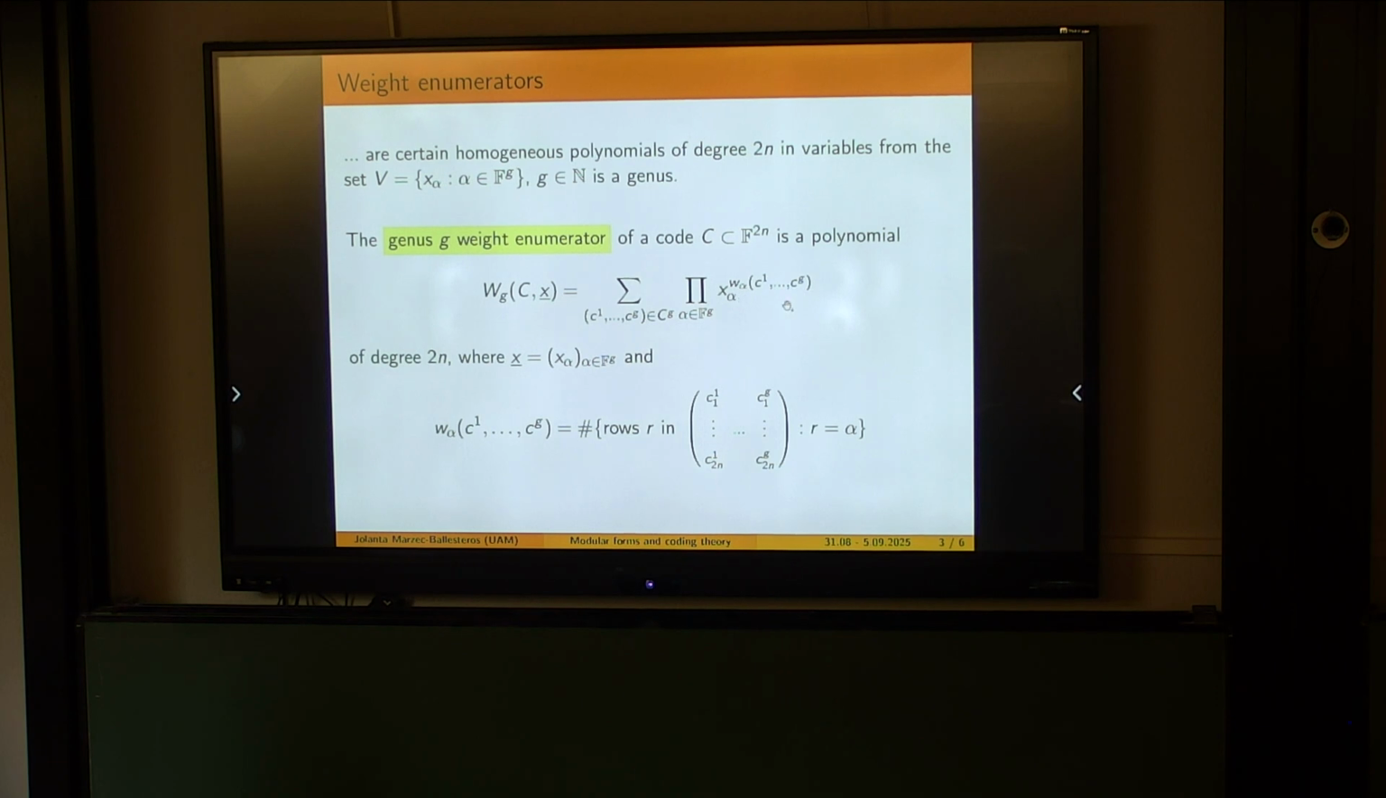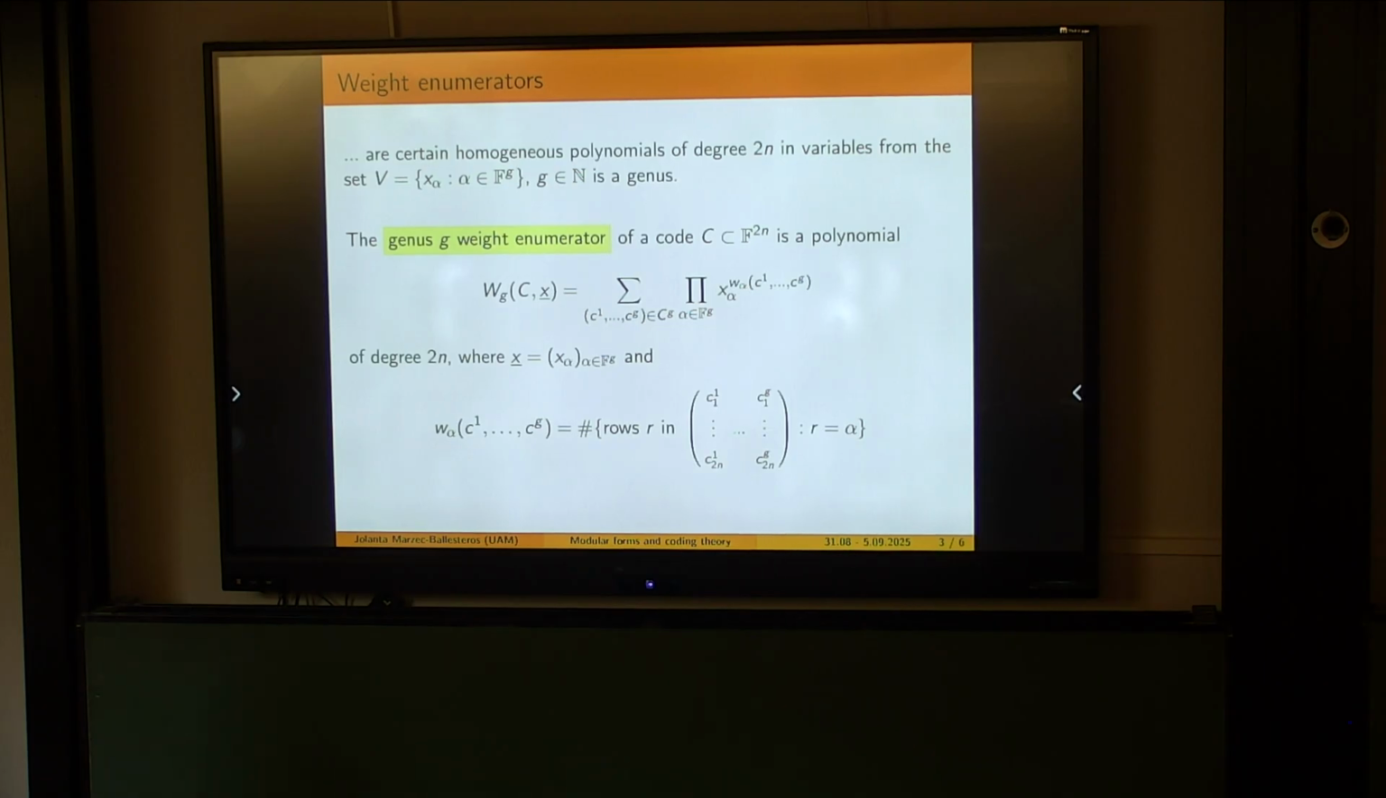We obtain a monomial of degree 2n, because this is how many rows our matrix has. This is the length of the code. And then we get a monomial of degree 2n. And then we sum this over all the possible G-tuples that we can take from our code C. And that's the weight enumerator of genus G that we associate to our code.